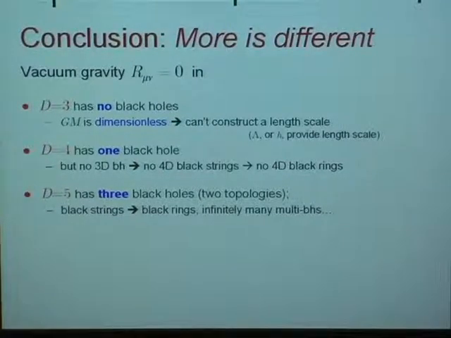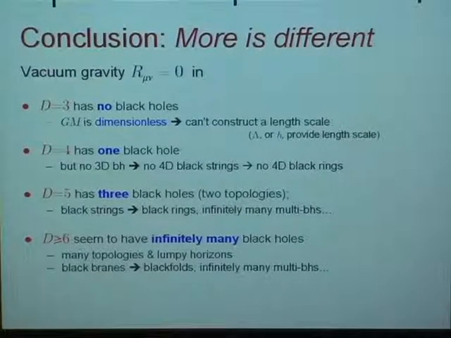We saw that there are black strings, and the black strings give rise to black rings, and then to the black Saturn, so we have infinitely many stationary multi-black hole solutions. In six or more dimensions, we still don't know the full answer, but there seem to be infinitely many black holes. There are many possible topologies, and we don't yet know which are possible and which aren't. There are lumpy horizons: even if the topology is spherical, there are different varieties of black holes. We saw that the possibility of having black branes gives you all these other possible black holes and an infinite class of multi-black hole solutions.